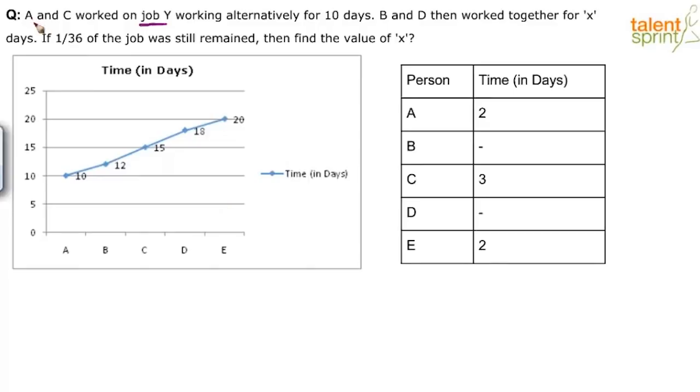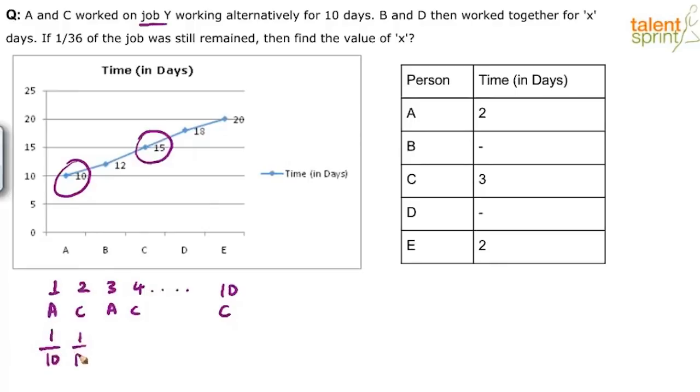Now A and C worked on job Y, working alternatively for 10 days. You understand? So if you see first, second, third, fourth and so on up to 10 days, A and C have worked alternatively. A, C and so on, and final day again C. Now we know that A can actually finish the job Y in 10 days, C can do it in 15 days. So how much will A do on first day? 1/10. How much would C do on second day? 1/15. Again A on third day? 1/10. C on fourth day? 1/15. I mean, this is like regular process that you know, right?